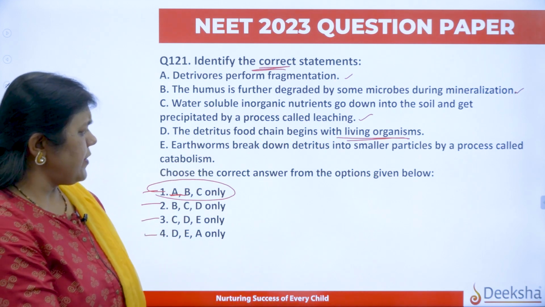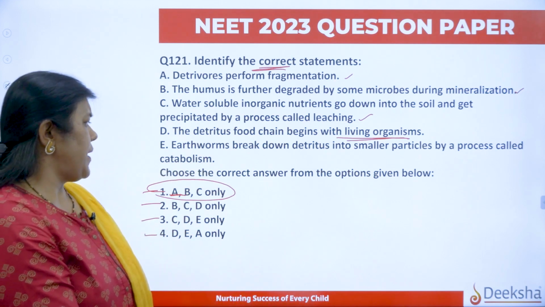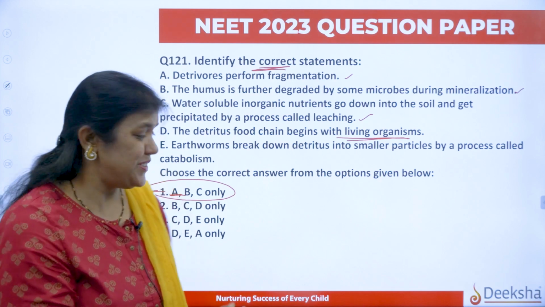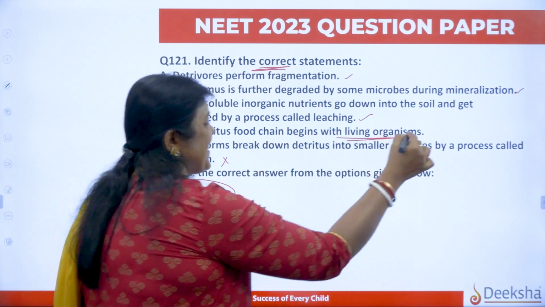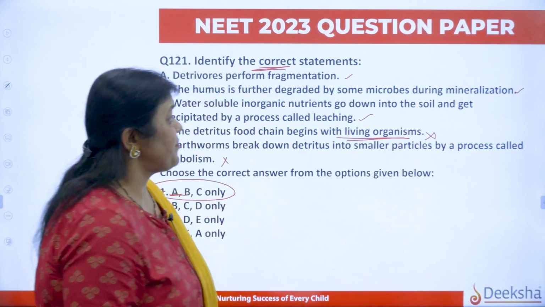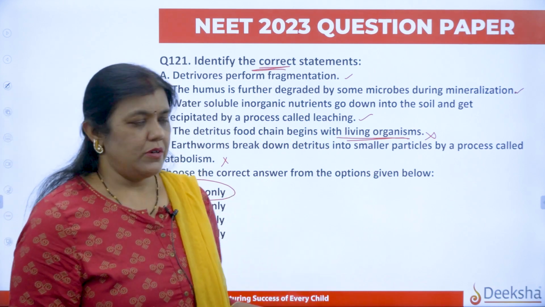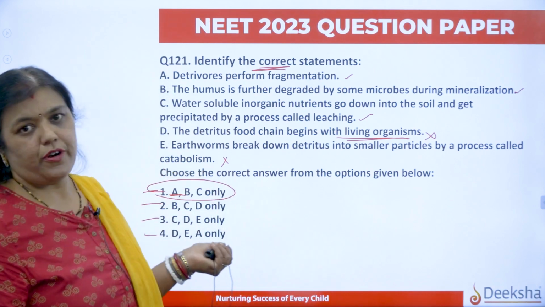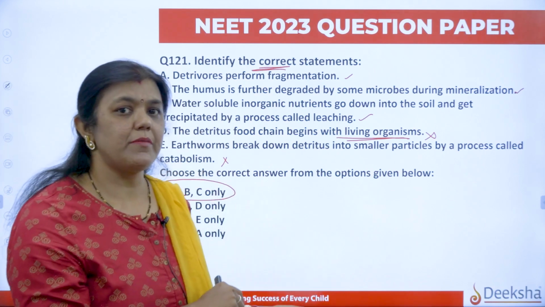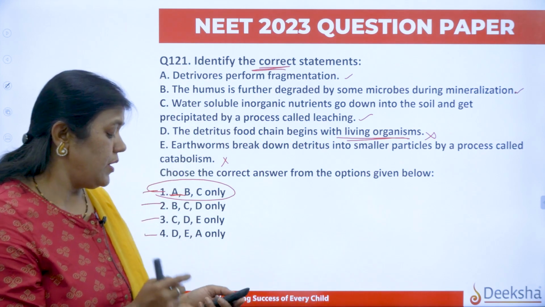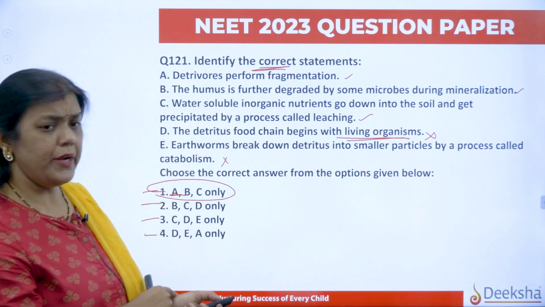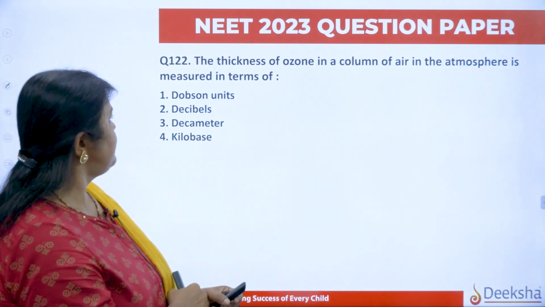Earthworms break down detritus into smaller particles by a process called catabolism. No, this is also not a correct answer. Anyway, D and E are wrong. So A, B, C is correct and we have already chosen it. So you have saved some time while answering your paper, right? 121 is done. We'll go to the next.